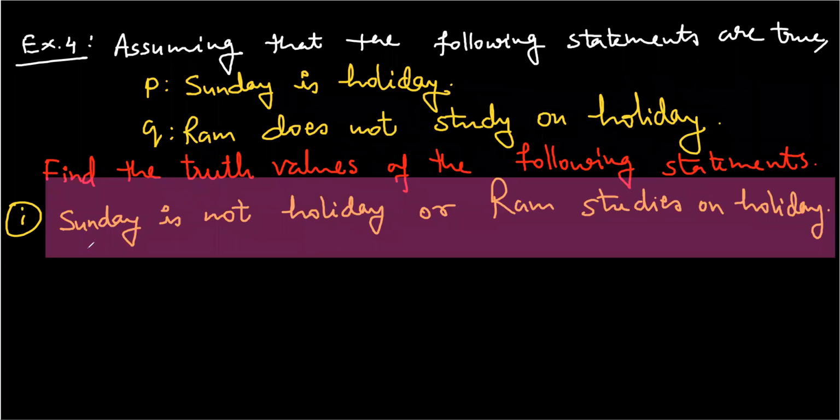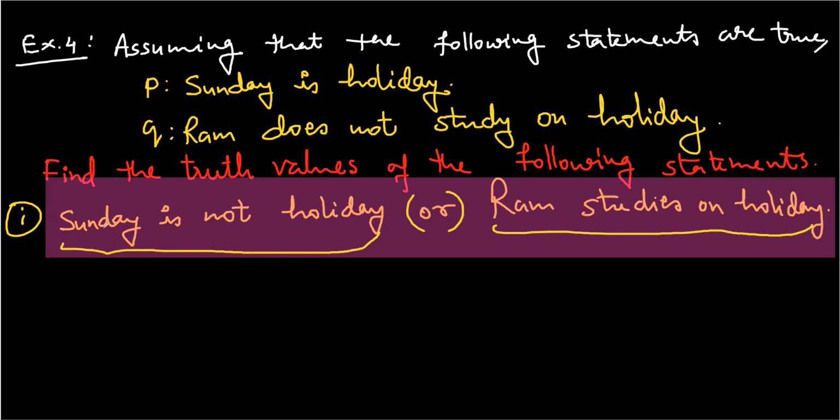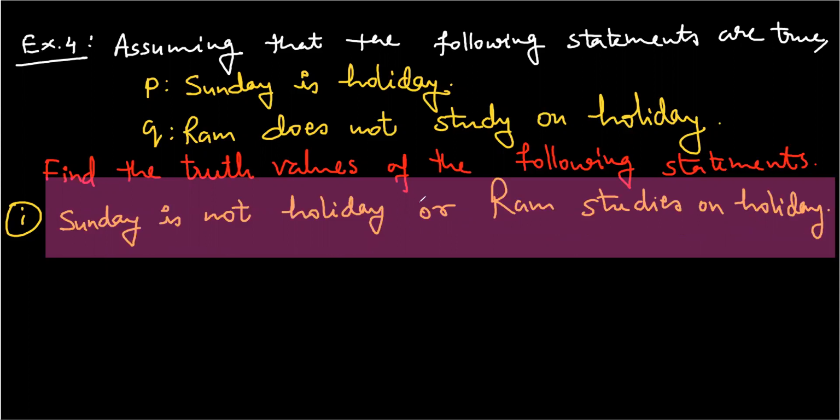Now we are given a compound statement. See, what is the compound statement? Sunday is not a holiday, or Ram does not study on holiday, and there is a connective or. So I understand that the given statement is a compound statement which comprises of P and Q, maybe negation P or negation Q, whatever, that we will have to check. So in order to find the truth value of this given compound statement, I would first write it in a symbolic form.